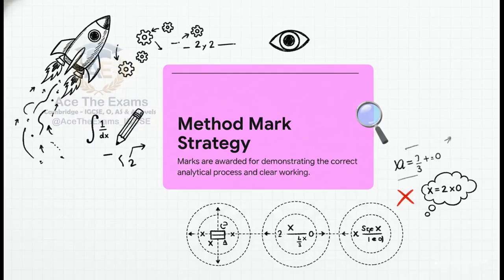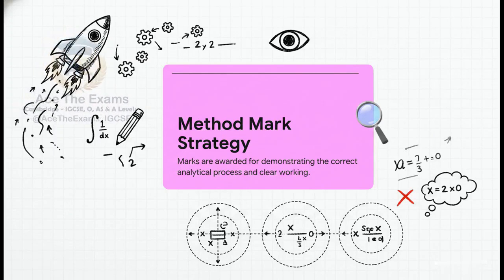The method mark strategy is a procedural fail-safe mechanism. It's where examiners award you marks simply for demonstrating the correct analytical process and showing clear logical working, regardless of a minor arithmetic glitch. It is the examiner's way of rewarding your logical reasoning and your systematic analysis, even if your final number is slightly off.